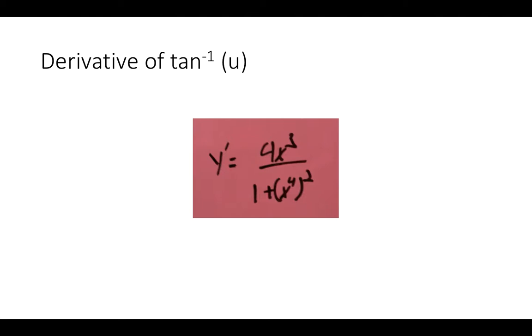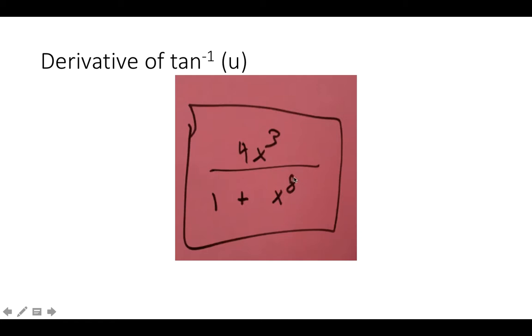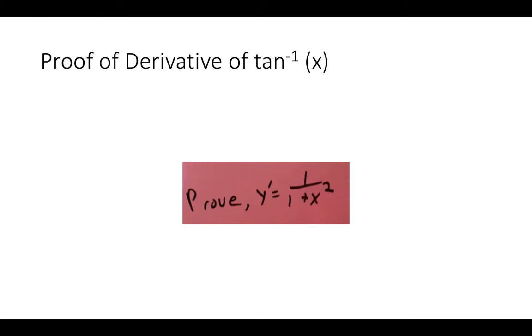Depending on your professor, this could be your answer, but I think most professors are going to want you to simplify it because this doesn't actually look good. So you take x to the fourth and you square it, and you get this as your final answer, which is just 4x to the third divided by 1 plus x to the eighth. And that is the final answer of our problem. Now, let's talk about proving this formula.